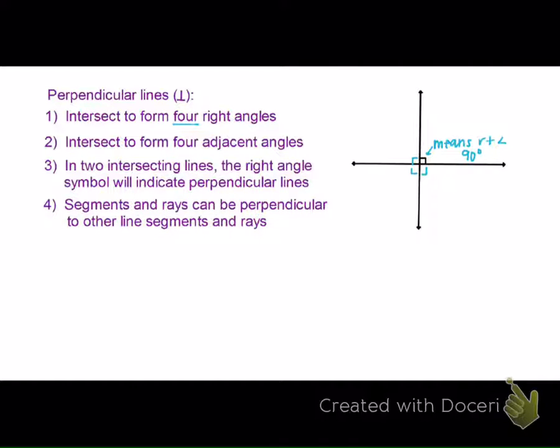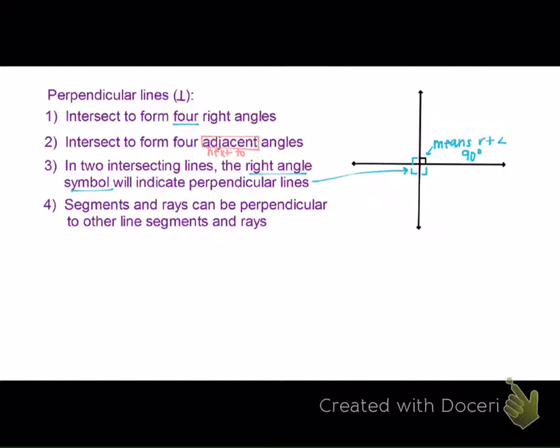On top of that, all 4 of the angles are going to be adjacent, meaning they're all going to be next to each other. So just because 2 lines intersect does not mean they're 90 degrees. You must see the right angle symbol. You must see that right angle symbol for it to mean that it's 90 degrees. If you do not see that, it's not 90 degrees. All right, guys? Everybody understand that?